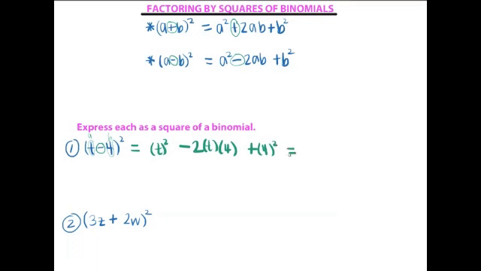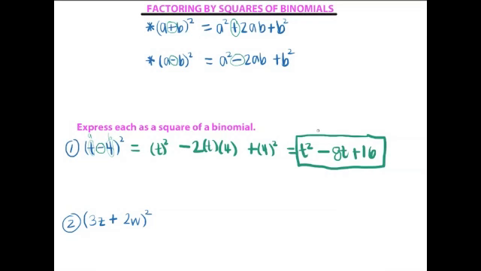And we simplify this out. T squared stays T squared, minus 2 times T times 4 would be 8T, plus 4 squared, which is 16, and that's our final answer. We're really just plugging in numbers and simplifying, and that's it.